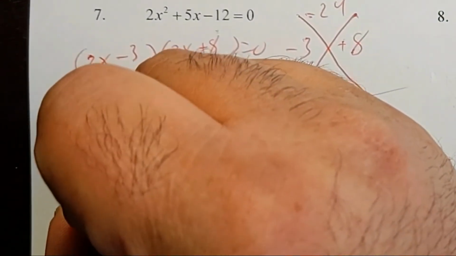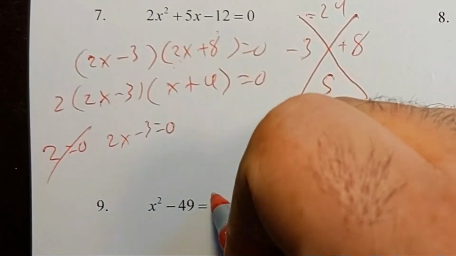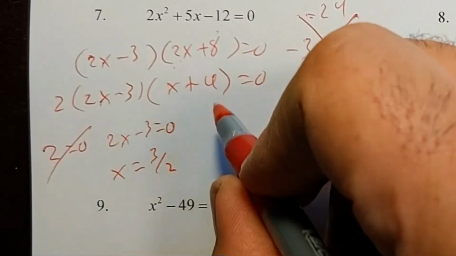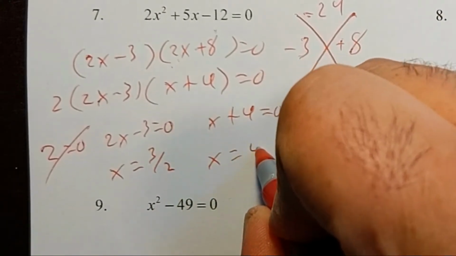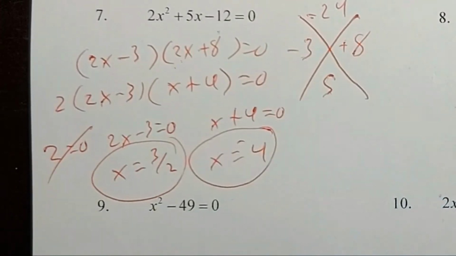2 equal to 0 doesn't work. 2x minus 3 equal to 0. When I work that out, I get 3 halves. And x plus 4 equal to 0. When I subtract 4, I get a negative 4. So I have negative 4 and I have positive 3 halves.